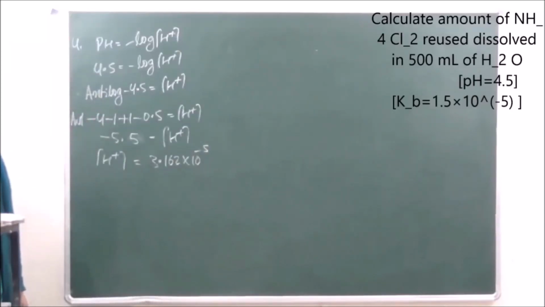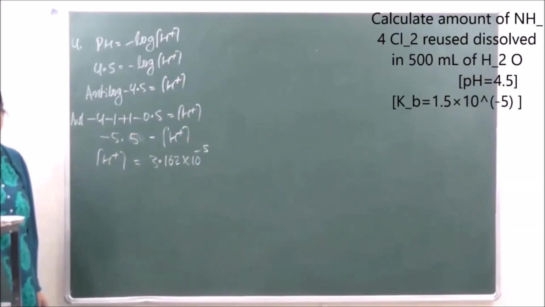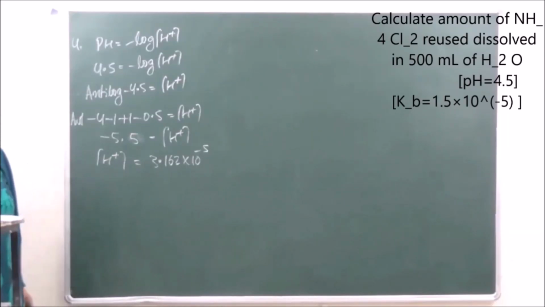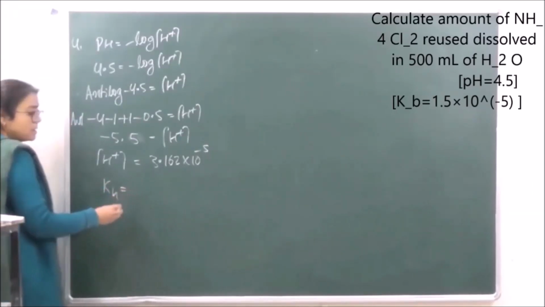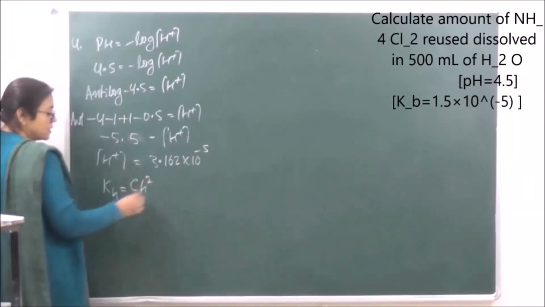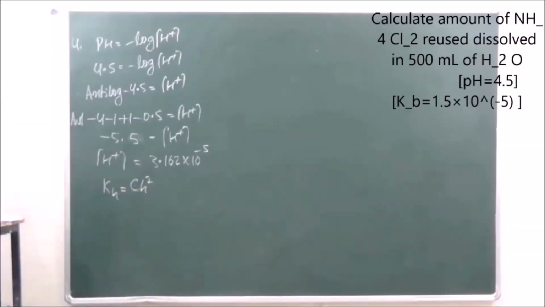So now we are going to use the same formula over here. What are we going to calculate? Calculate the amount of ammonium chloride required to dissolve in 500 ml of water. Now you know that the hydrolysis constant Kh is equal to what? Ch square. Ch square we took earlier. We are taking this as Ch square. So let's calculate the value of Kh over here. Kh will be equal to Kw upon Kb.